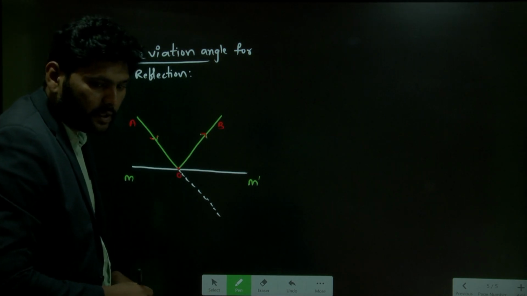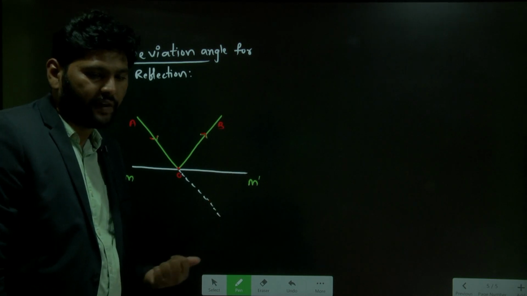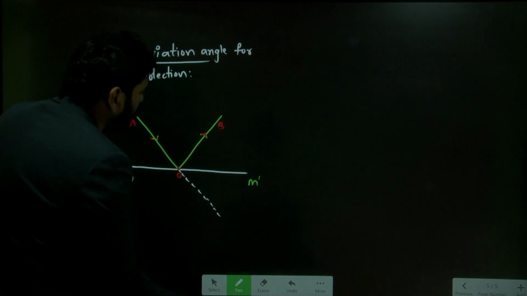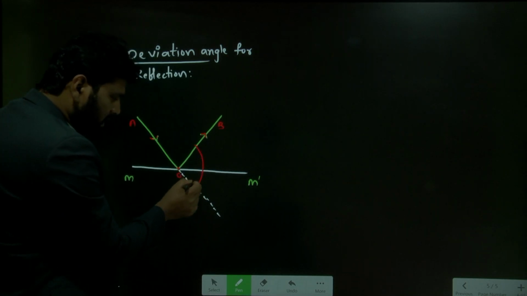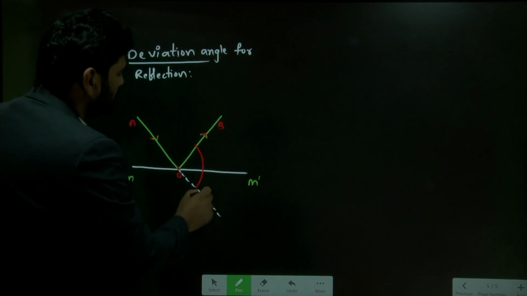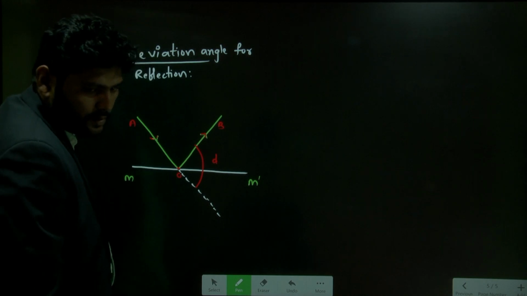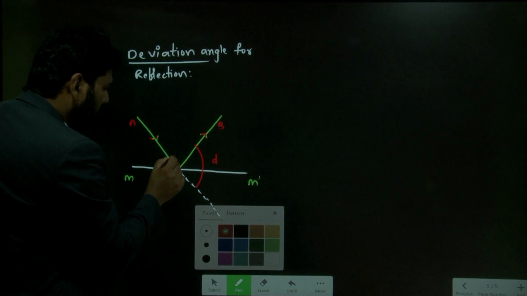Whatever angle the path is changed by because of the surface, what is the name of that angle? Deviation angle. This is your deviation angle. Generally the deviation angle is represented with the letter D. Got my point? Understand?